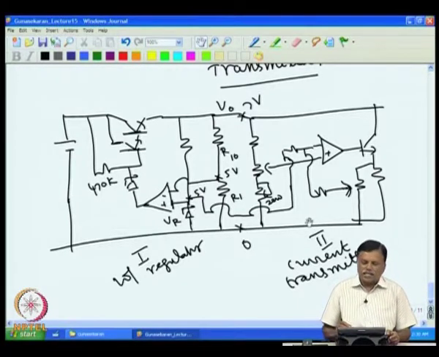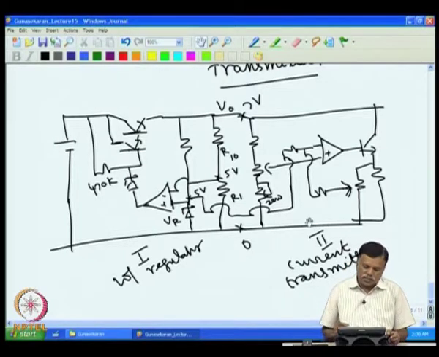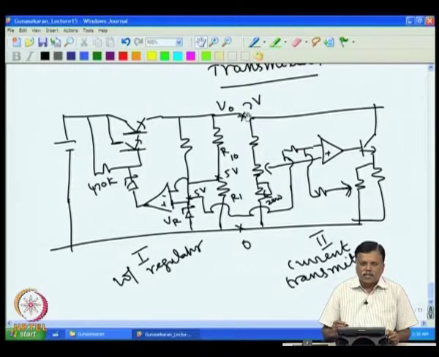So, first we have to calculate the maximum error expected due to the change in the regulated voltage. If the regulated voltage changes, what will be the current error, that is what we have to calculate first.